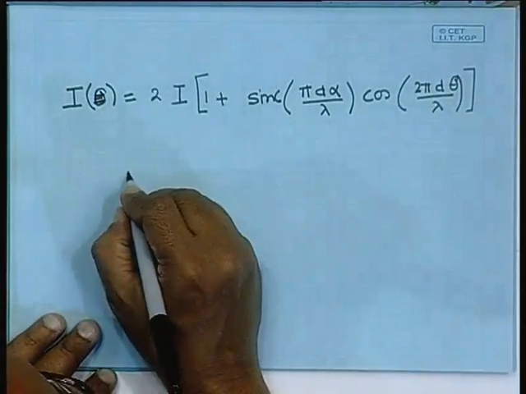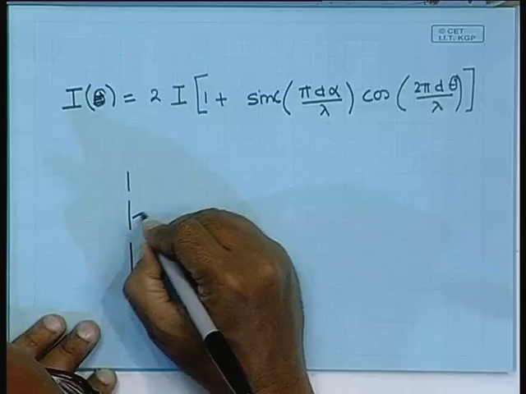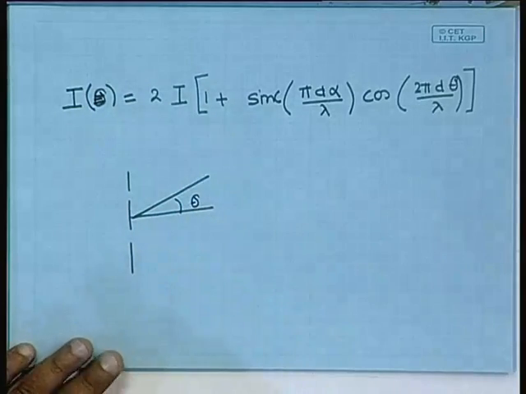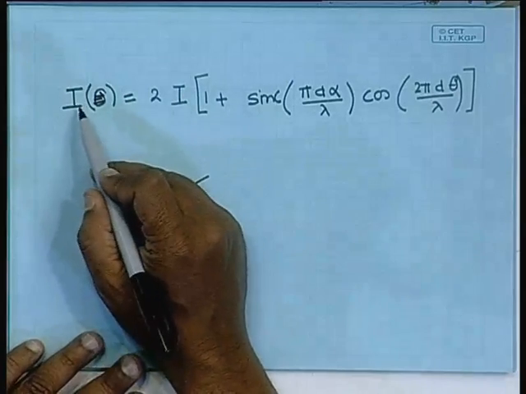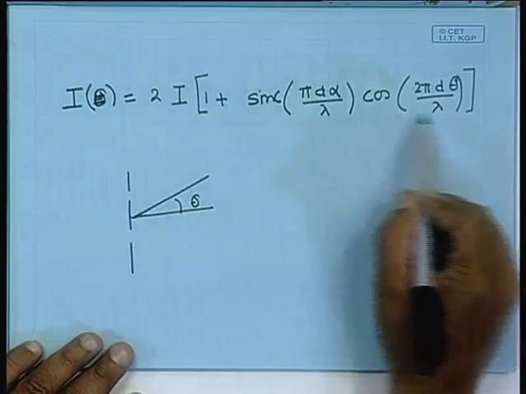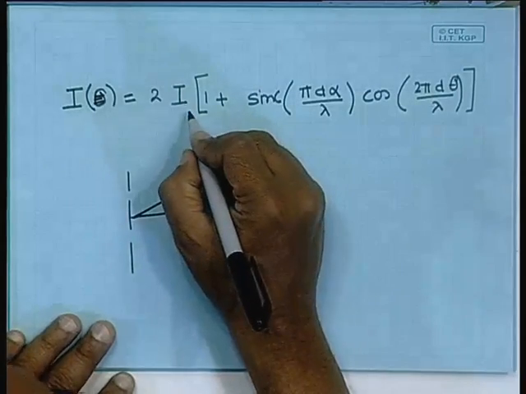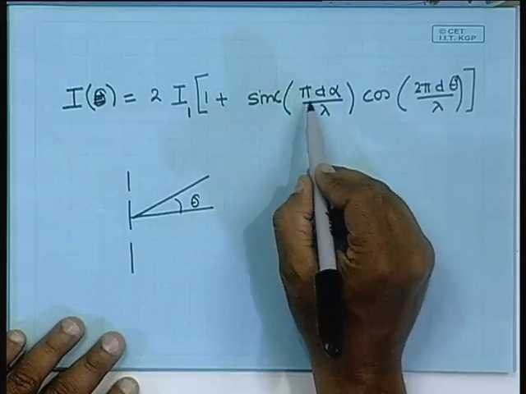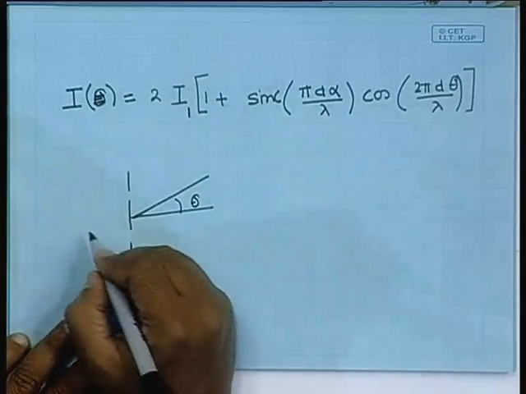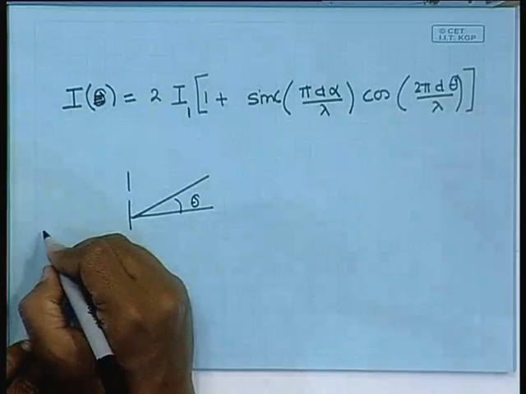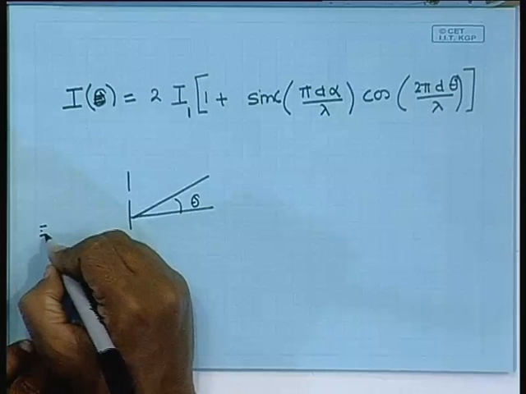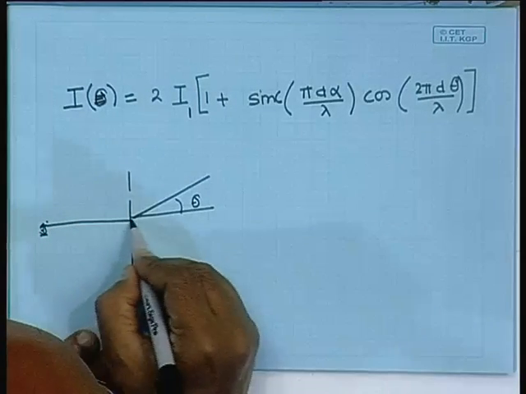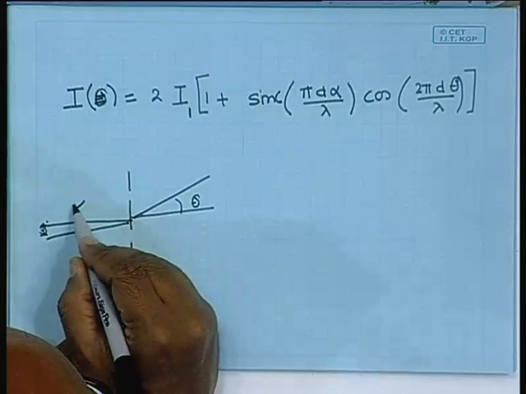This was the expression for the intensity in the Young's double slit experiment, in the direction theta, the intensity on the screen at a direction theta. The intensity varies as a function of theta. It is 2 times the intensity of the individual slits into 1 plus sinc pi d alpha by lambda, where alpha is the angle subtended by the source. The whole thing is illuminated by a source, an aperture. Alpha is the angle subtended by the source at the slits.